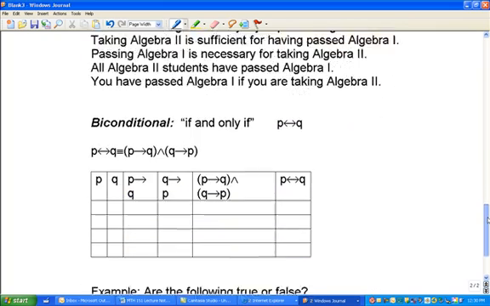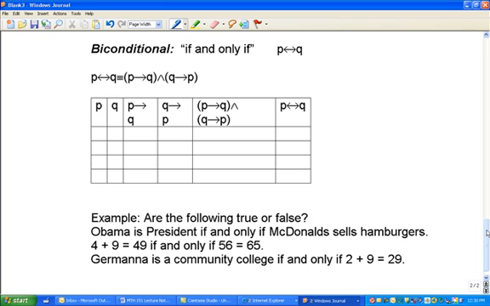Okay, last of all here we have the biconditional. This is the statement if and only if. And what you'll note about the biconditional is it has a double-headed arrow. What the biconditional is, is it's equivalent to two if-then statements. It's equivalent to if P then Q and if Q then P.